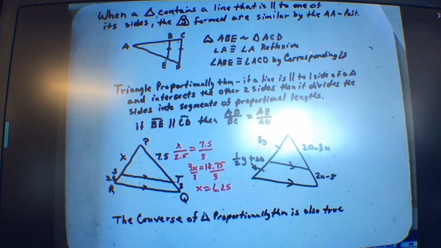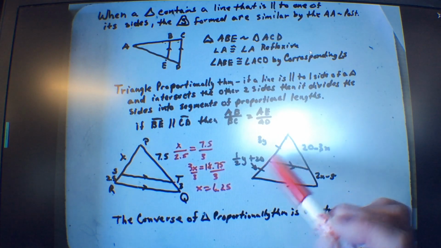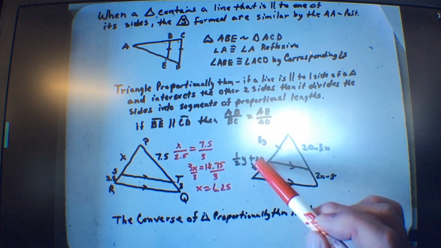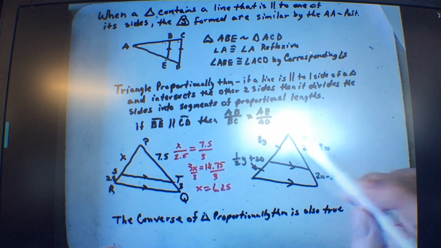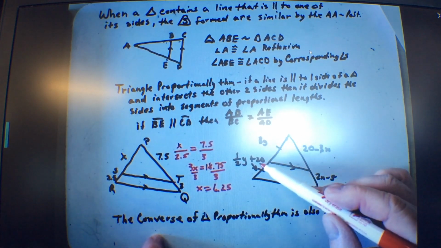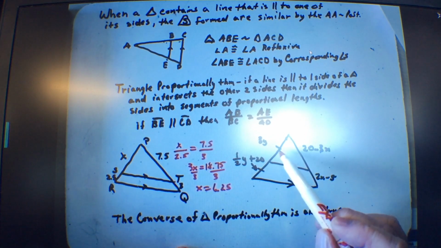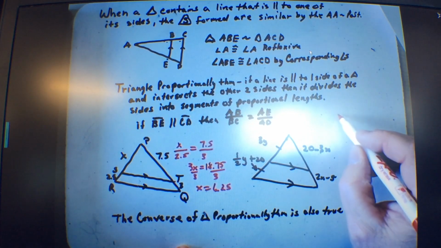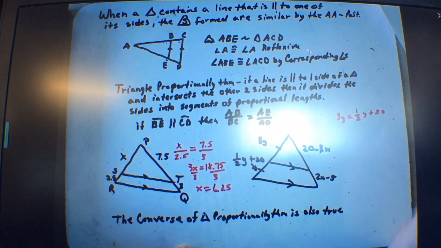Okay. So on this particular one, we know that this side is congruent to this side. And so we can actually find y. How can we find y quickly here? This distance here is congruent to this distance here. So we can just say that 3y equals 1/2 y plus 20. So we can actually solve for y there.